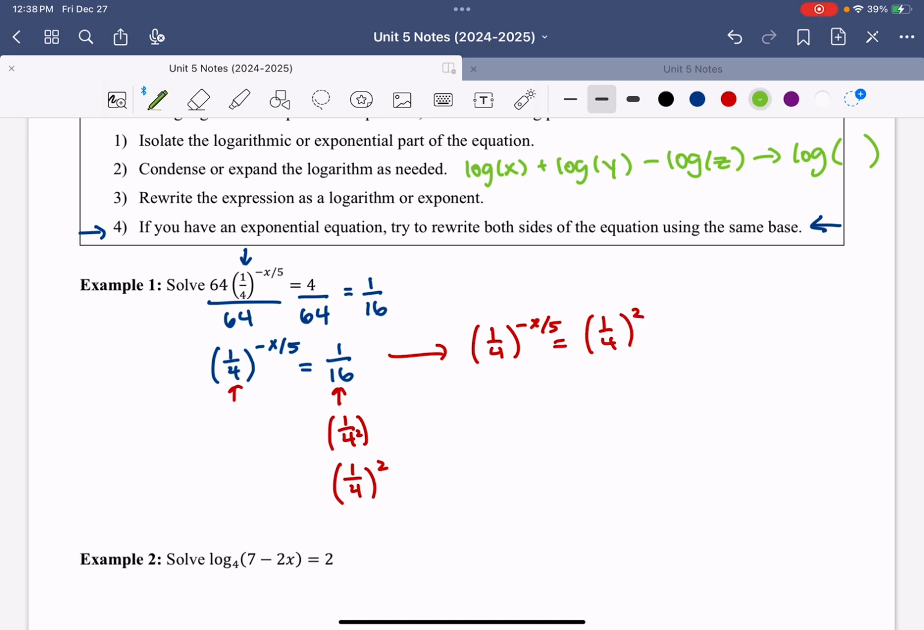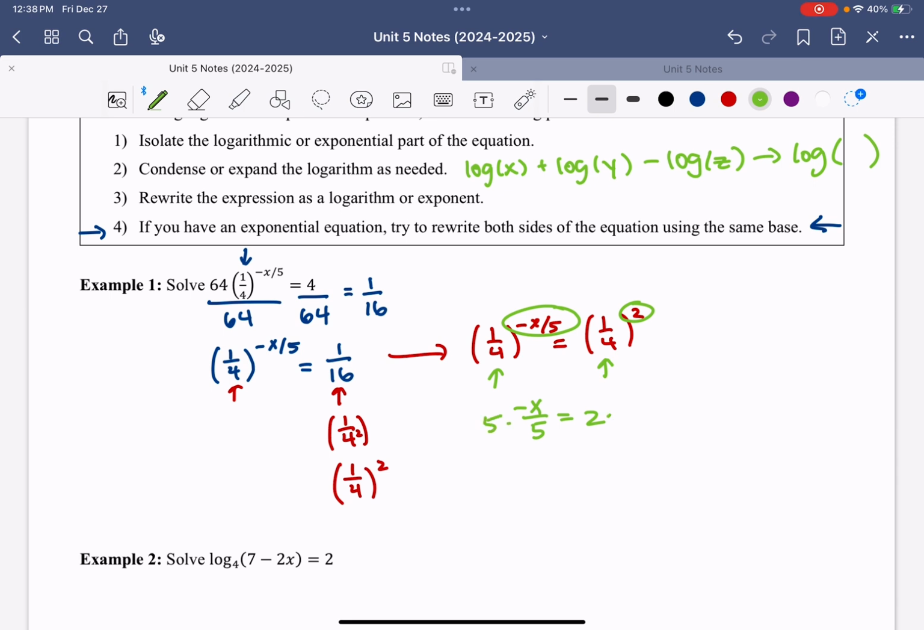Now that we have it in this form, what I'm trying to figure out is what's going to make those exponents the same. I already have the same bases, so what value of x do I need so my exponents match? Remember, the goal of solving an equation is to make the left side and the right side equal to each other. Since my bases match, I'm only focused on making those exponents match, so I'm going to set the exponents equal to each other. That's a pretty easy equation to solve.